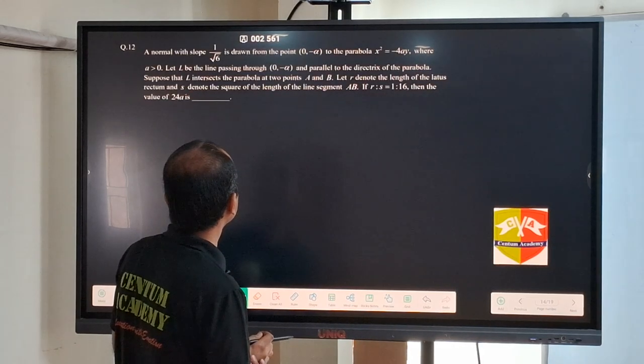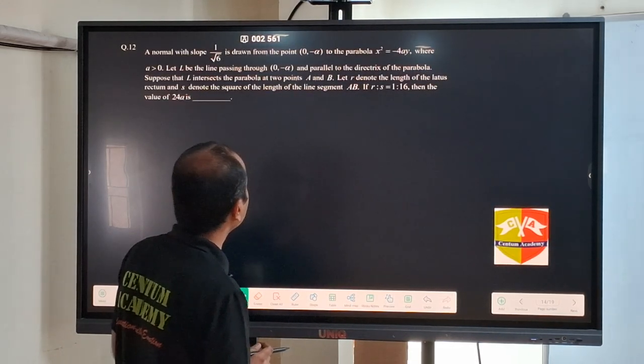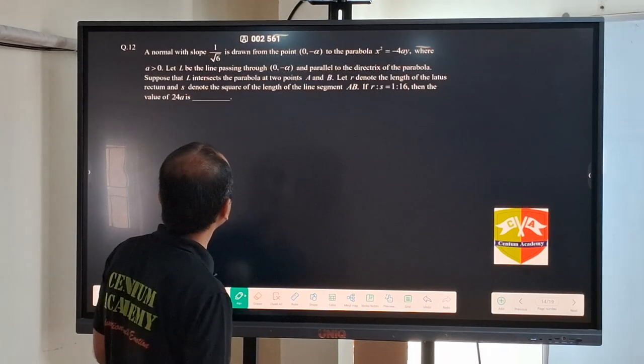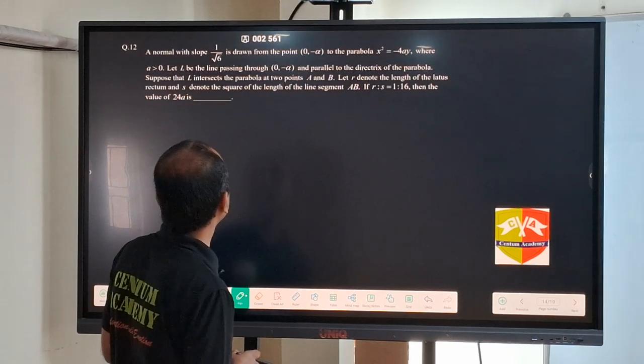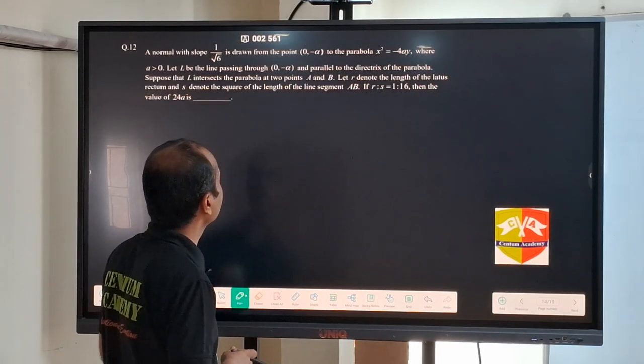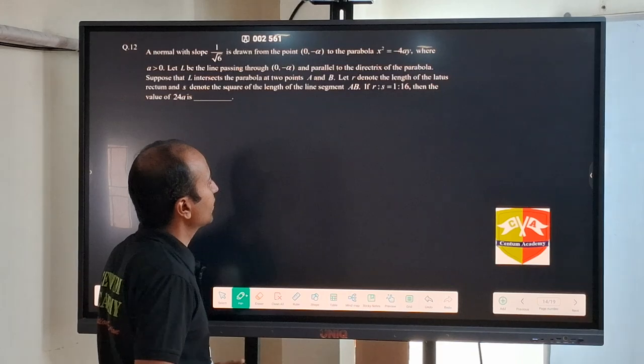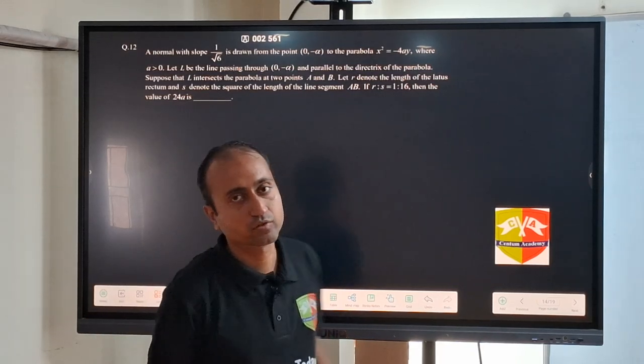Where a is greater than 0, let L be the line passing through 0, minus alpha and parallel to the directrix of the parabola. Suppose L intersects the parabola at two points A and B, and R denotes the length of latus rectum and S denotes the square of the length of line segment AB. R ratio S is 1 by 16, and what is the value of 24?